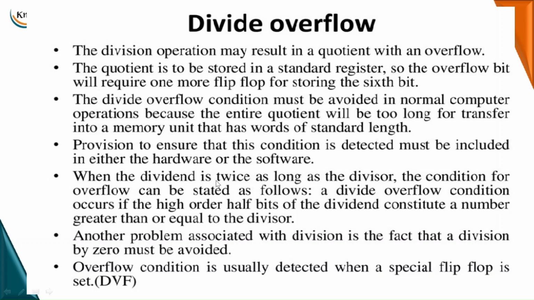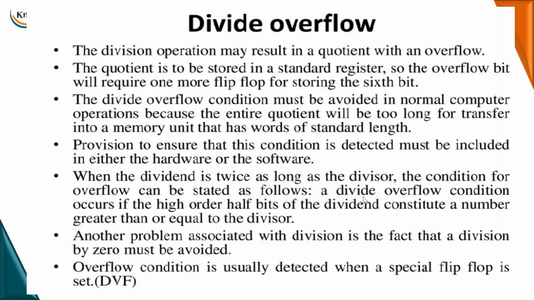When the dividend is twice as long as the divisor, the condition for overflow can be stated as follows. A divide overflow condition occurs if the high-order half bits of the dividend, since we are storing our dividend in two registers A and Q, right? So whatever are the first 5 MSBs of your dividend, which are stored in the A register, if they are greater than or equal to the divisor, then overflow has occurred, which means that the quotient cannot be accommodated in a 5-bit register. In that case, we call it an overflow.